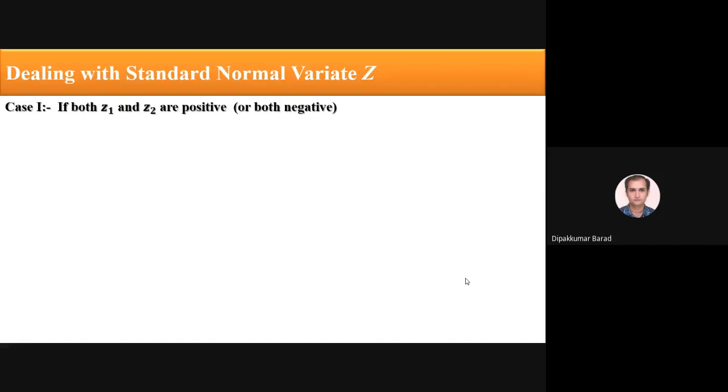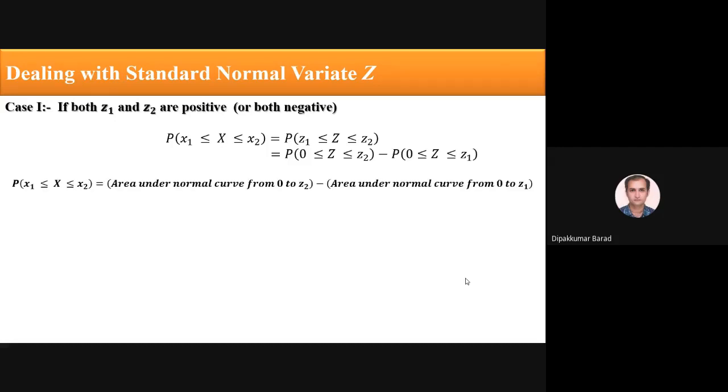And we have discussed different cases when we're dealing with the standard normal variate Z. If both Z1 and Z2 are positive, then the area between Z1 and Z2 is the probability of Z greater than 0 and less than Z2, minus the probability of Z greater than 0 and less than Z1. So, area under the normal curve from 0 to Z2 minus area under the normal curve from 0 to Z1.